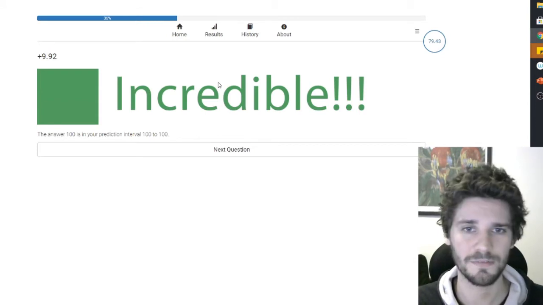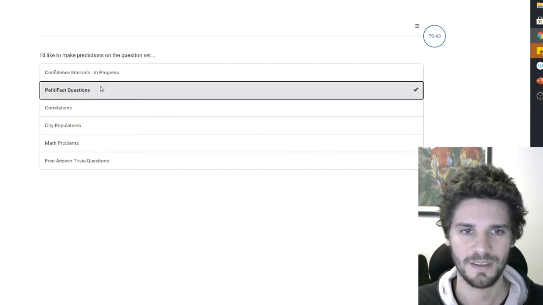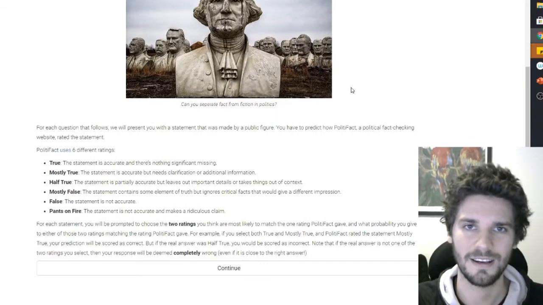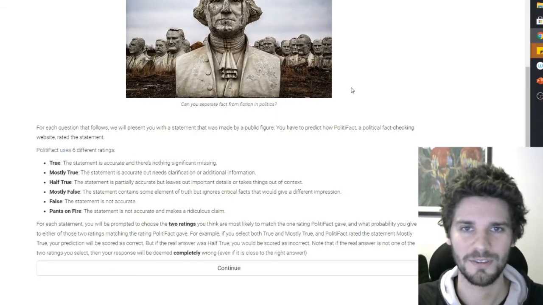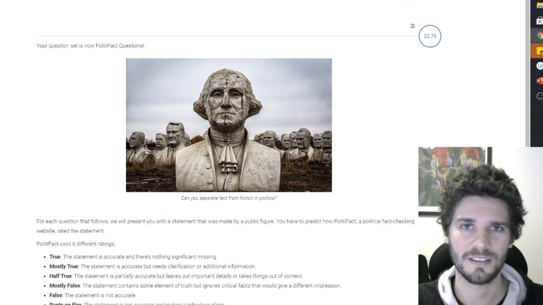Okay, that was confidence intervals. Let's go on to the next one. PolitiFact questions. Basic idea here is PolitiFact is a fact-checking organization. So you get given a bunch of statements by American politicians and you're asked to guess how true they are. I reset this calibration game relatively recently so I could show you a slightly more varied calibration curve at the end, which I will do.